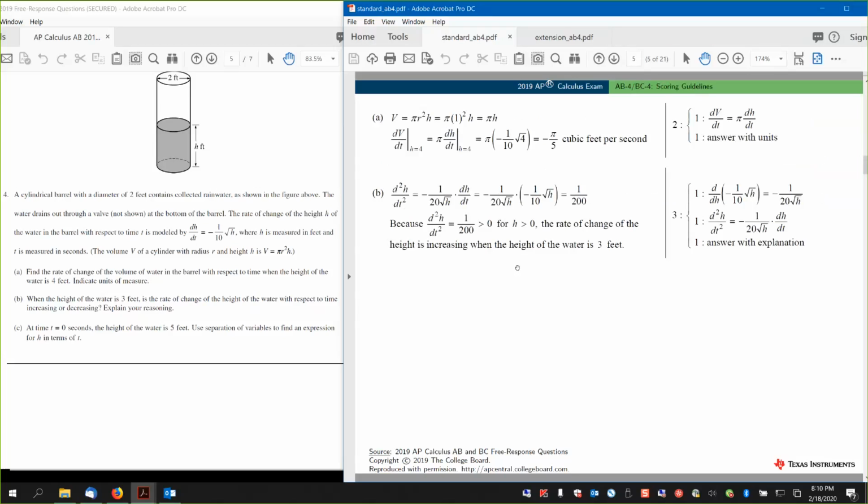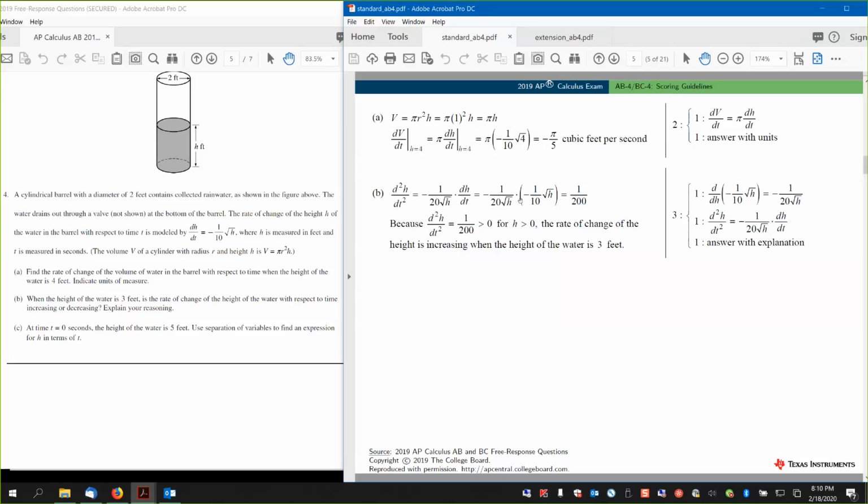A way that I think of the first point here is that it's in some sense a conceptual point. It's for the student understanding, first of all, that this is a related rates question, and for taking the derivative of both sides of this expression, V equals pi r squared h, with respect to t. The second point here was for using that expression for dH/dt to produce a correct answer, and be careful, in this part A they also needed to produce the correct units.